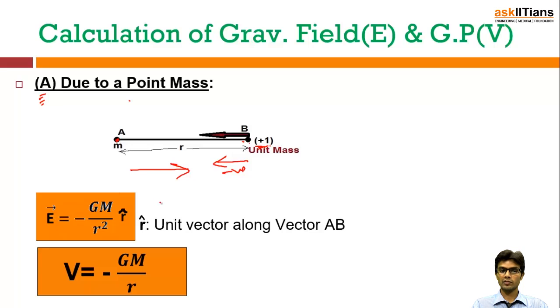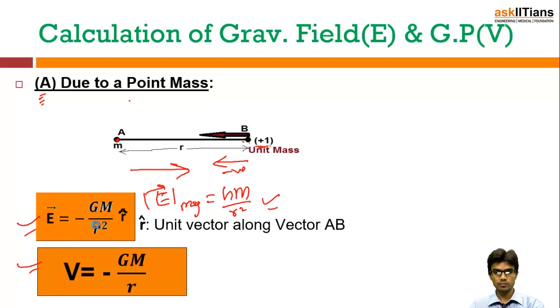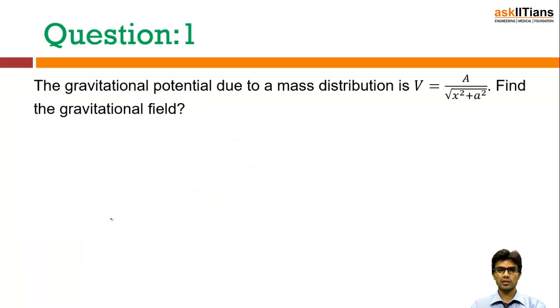So the magnitude of E is equal to GM by r square. This is the magnitude. And V is equal to minus GM by r. These two equations we already studied in previous slides. Now this is question 1, and we are going to solve this question.